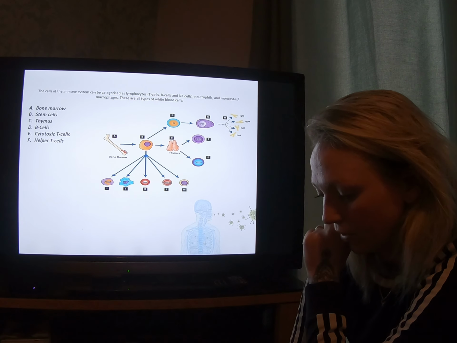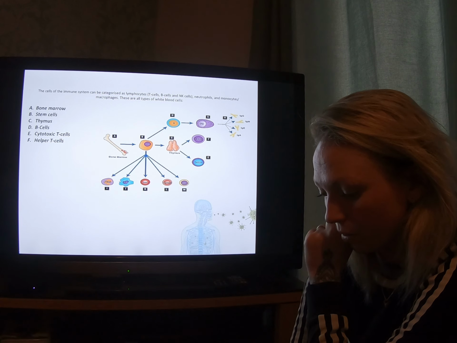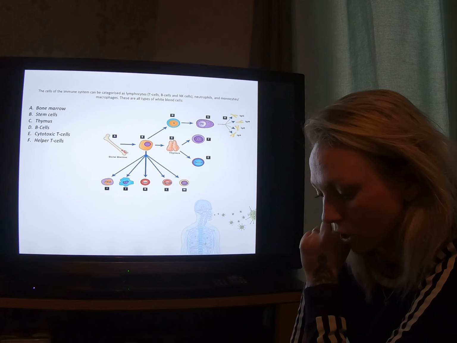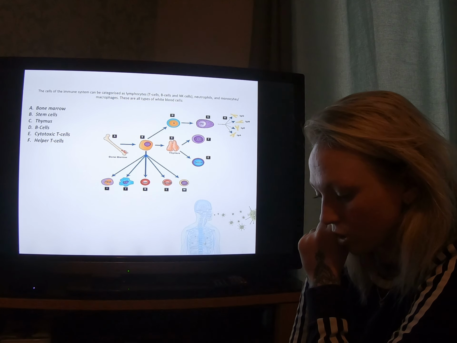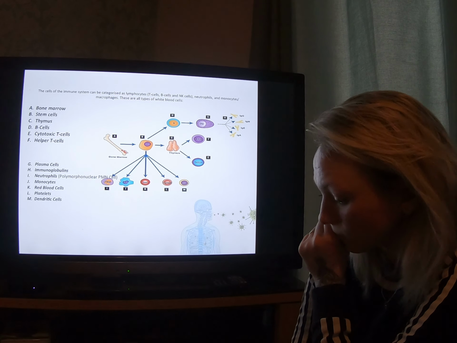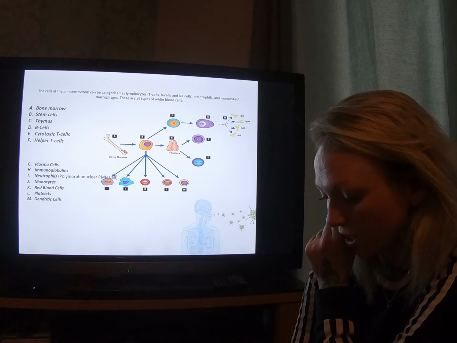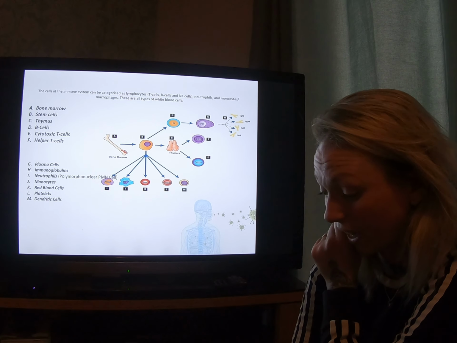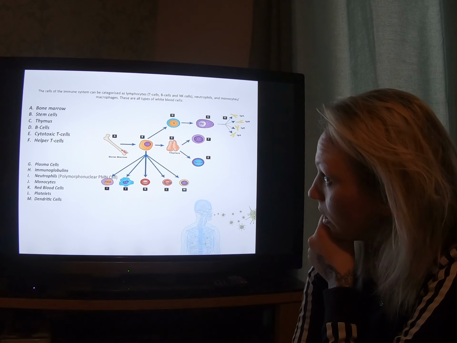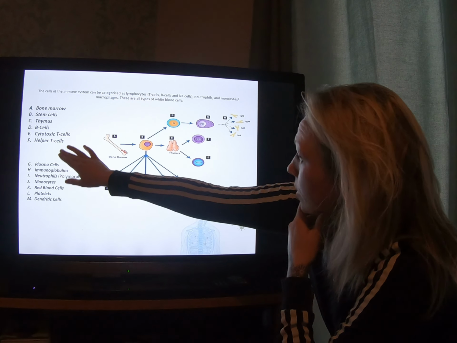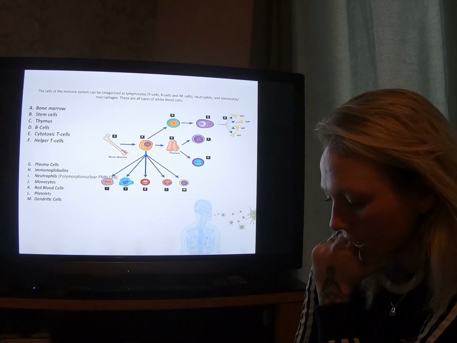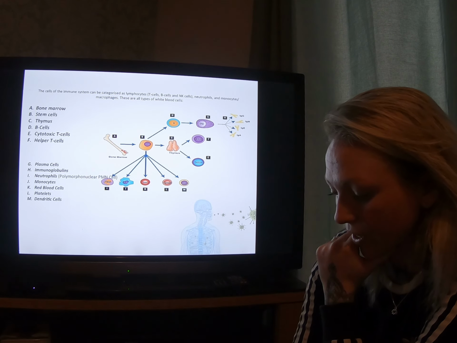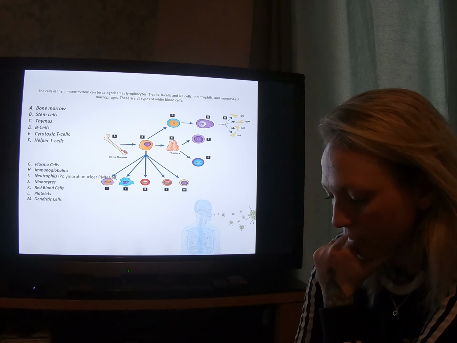B cells, lymphocytes that arise in the bone marrow and differentiate into plasma cells that in turn produce immunoglobulins. Cytotoxic T cells, so lymphocytes that mature in the thymus and are responsible for killing infected cells. You've got helper T cells over here. And these specialised lymphocytes assist other T and B cells to perform their function.